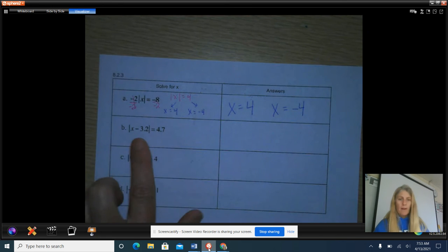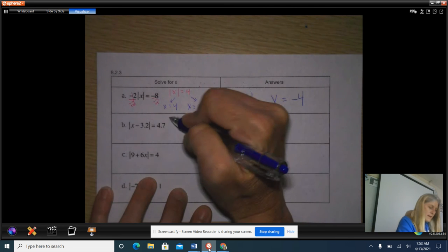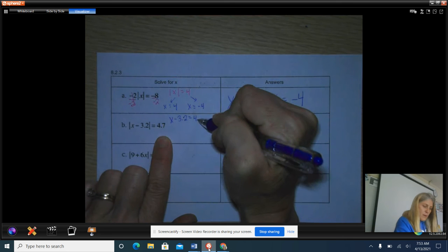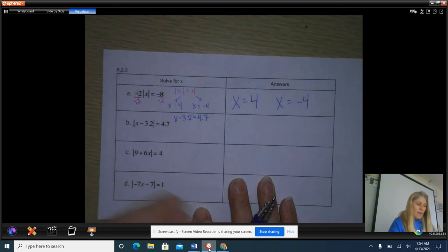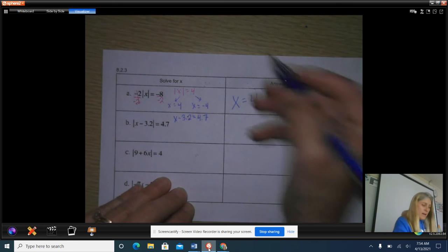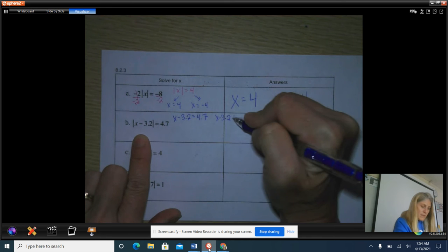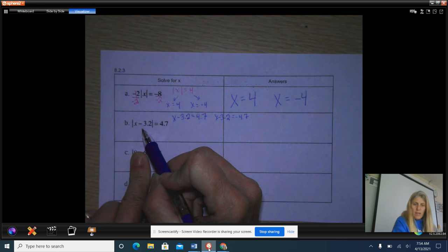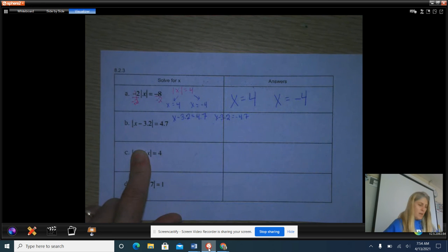Okay. Now, we already have b isolated, so we are simply going to do what we just did. We're going to put whatever's inside our set of parentheses, x minus 3.2, and we're going to set it equal to 4.7, because whatever I do in here, I want it equal to 4.7. And then we do exactly the same on the inside, x minus 3.2, but we make it equal to -4.7, because if we get this inside equal to -4.7, then we know the absolute value of -4.7 is also 4.7.